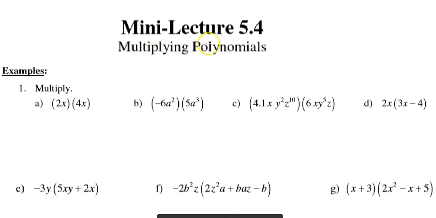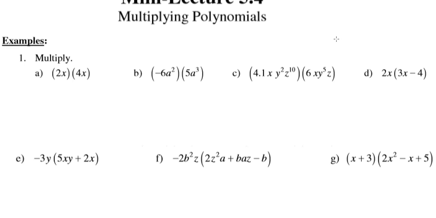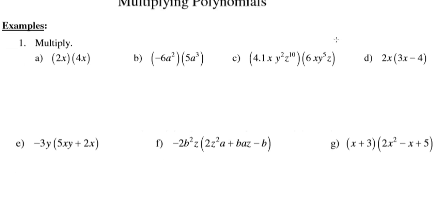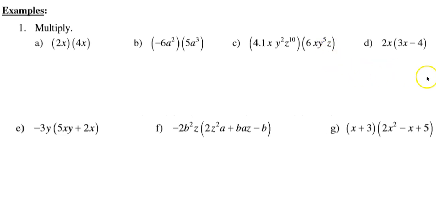Going on now to topic 4 of chapter 5, multiplying polynomials. Well, multiplying is sort of easy, and we have a couple of techniques we want to go over here with you. And here we see we are multiplying a monomial by a monomial.